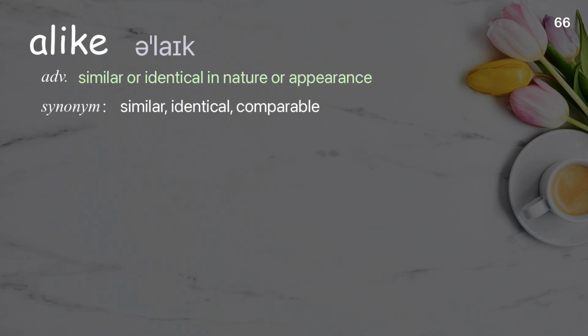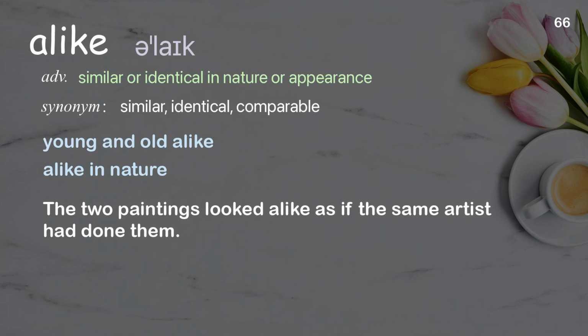Alike: similar or identical in nature or appearance. Examples: young and old alike, alike in nature. The two paintings looked alike, as if the same artist had done them.